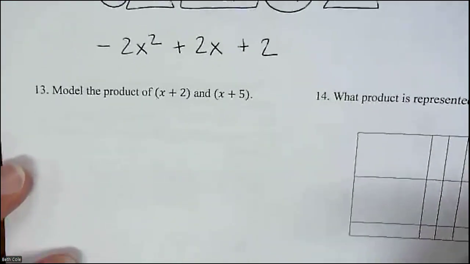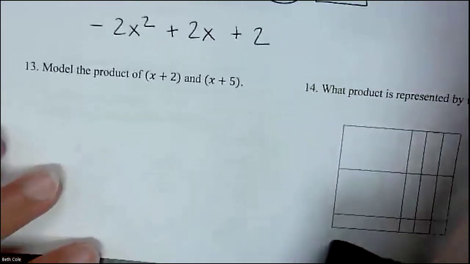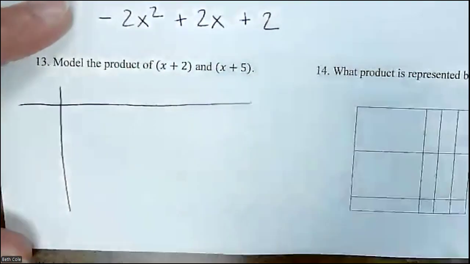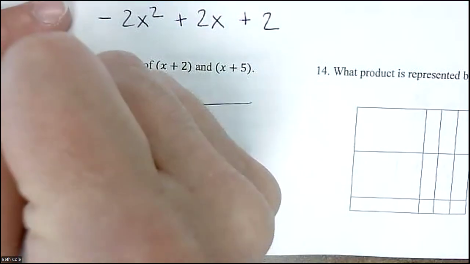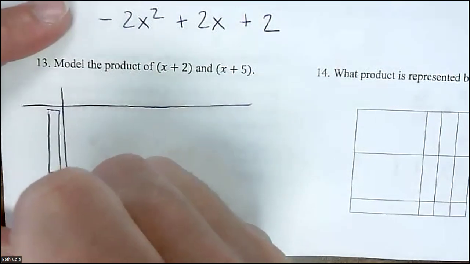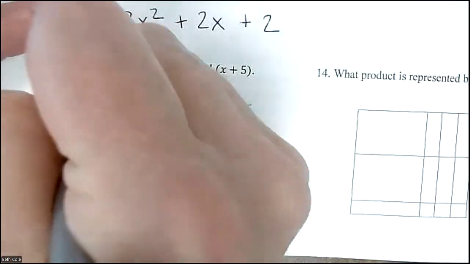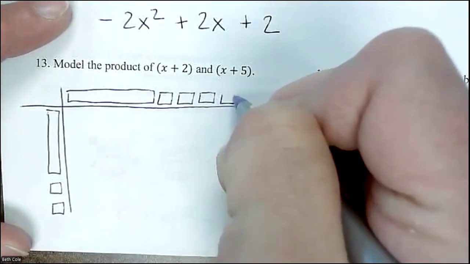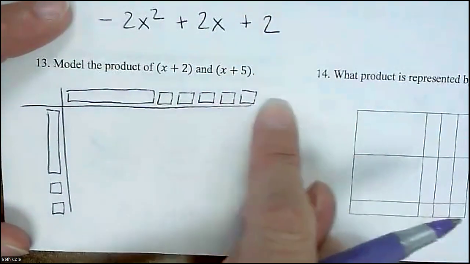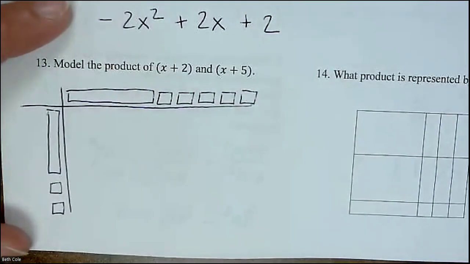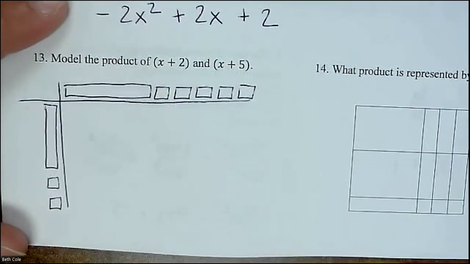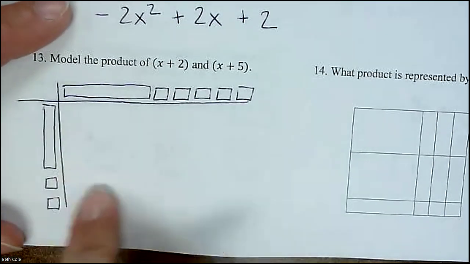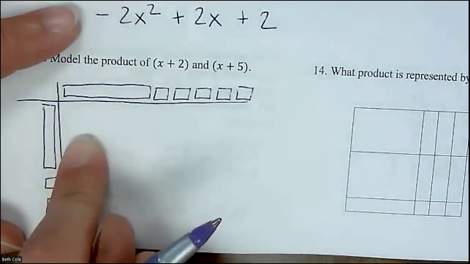So model the product. Product means what? Multiplication. So draw a big grid. I'm going to put x plus 2 along this side. And then x plus 5 along this side. It technically doesn't matter which one goes where. However, the 5 was going to take up more space. So that's why I put that along the top, because that's where I had more room. But it doesn't technically matter. And then your answer is what you get when you fill this in.